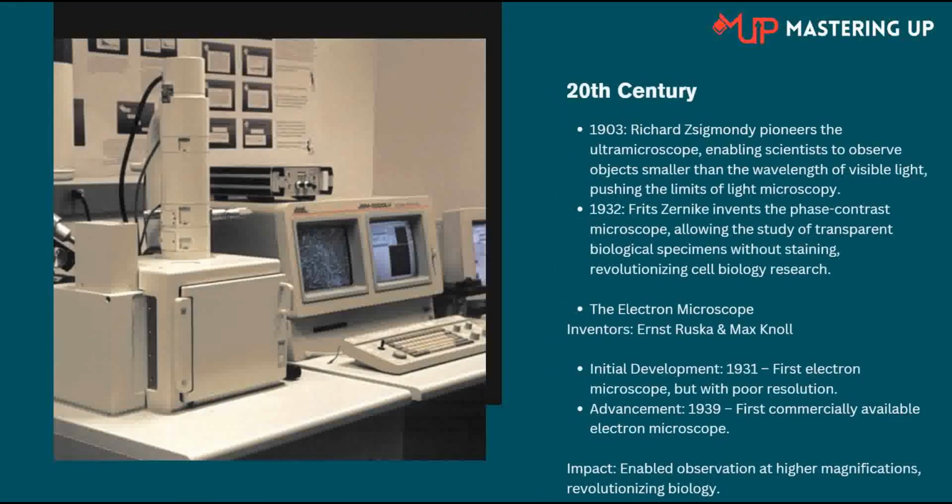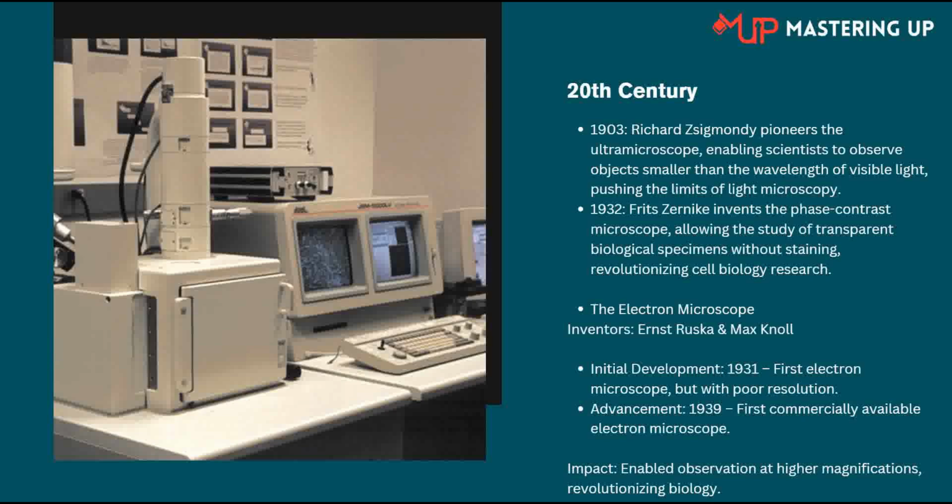Now let's move on to the 20th century inventions and improvements in the microscope. In 1903, the ultramicroscope was invented. Later in 1932, the phase contrast microscope was invented. This allowed the study of transparent biological specimens without staining, and this is a revolutionary invention in cell biology research. Later, the electron microscope was invented by Ernst Ruska and Max Knoll.